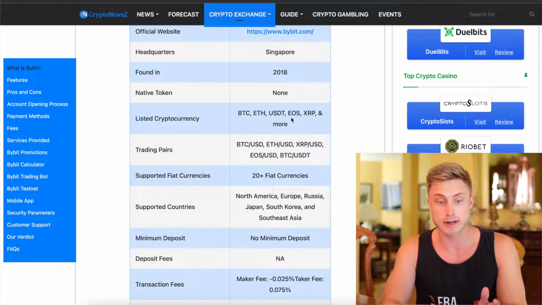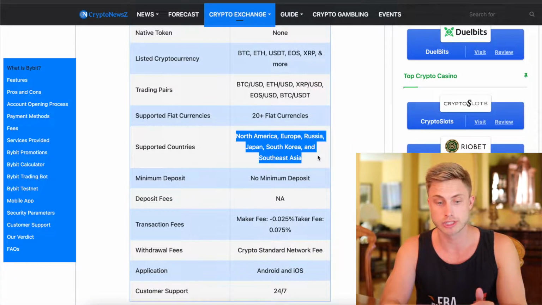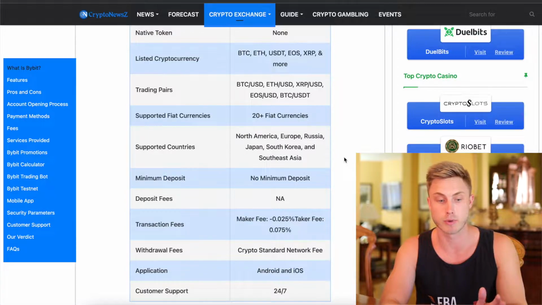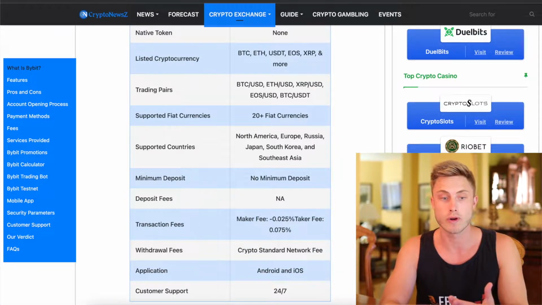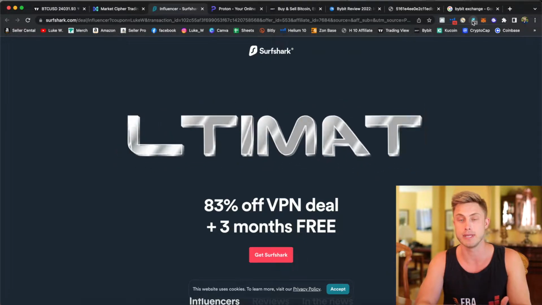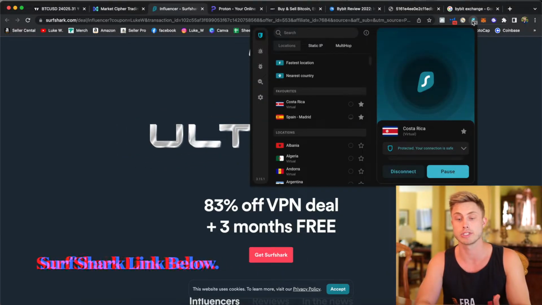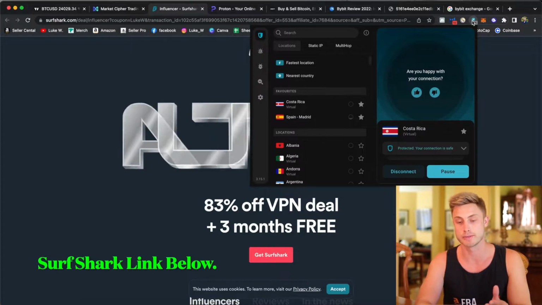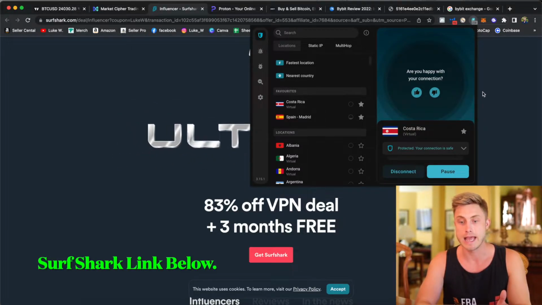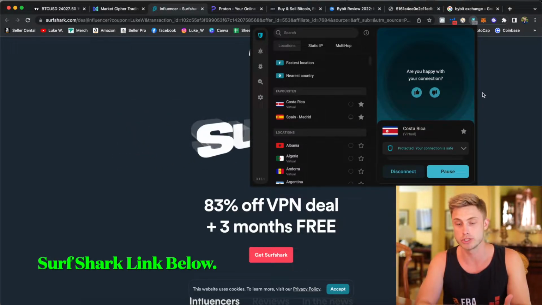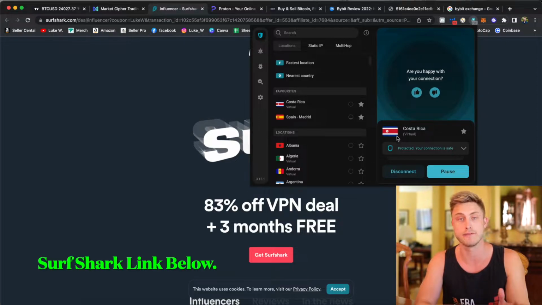They cover a lot of different cryptocurrencies that you can trade on this platform. There are supported countries here, but the United States is not a supported country. So to actually get this account created, you're going to need something like a VPN. A lot of people from the US already have this because you already know the importance of protecting your online presence. And all you're really doing is masking your computer's IP address to look as if you're from another country.